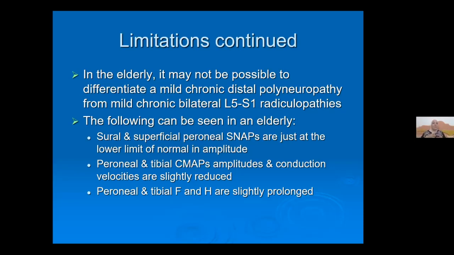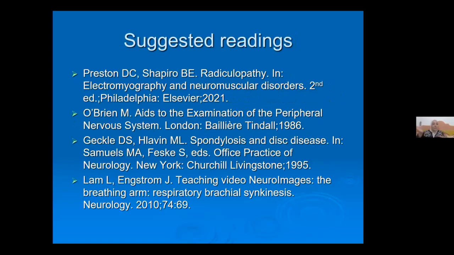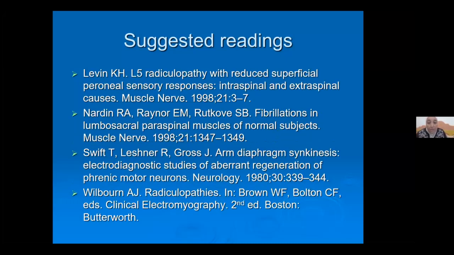These are some suggested readings. Of course, our famous Preston and Shapiro, the chapter on radiculopathy in the book Electromyography and Neuromuscular Disorders. It's not the second edition, sorry, it's the fourth edition, 2021. I highly recommend it, and many other references, of course, for those interested.